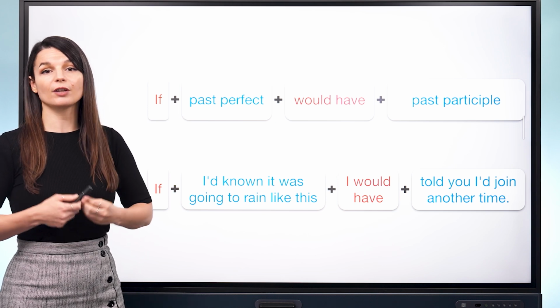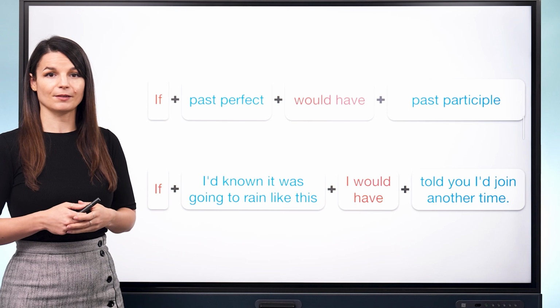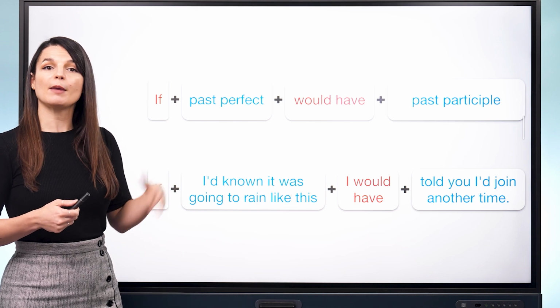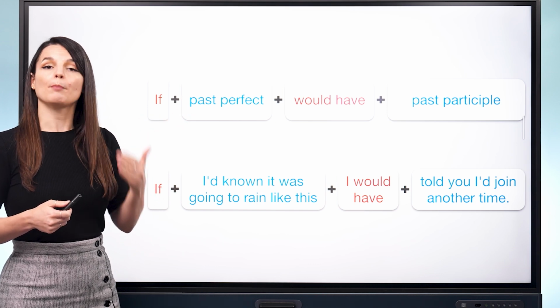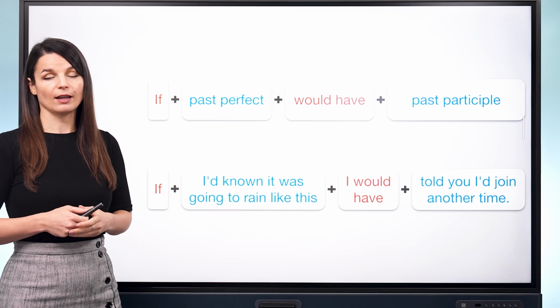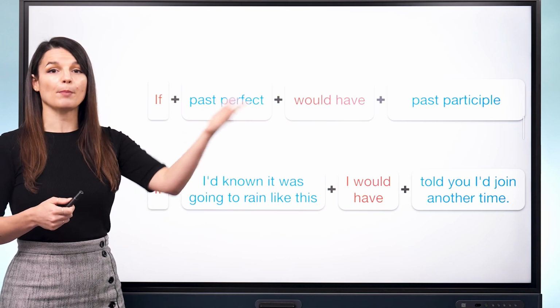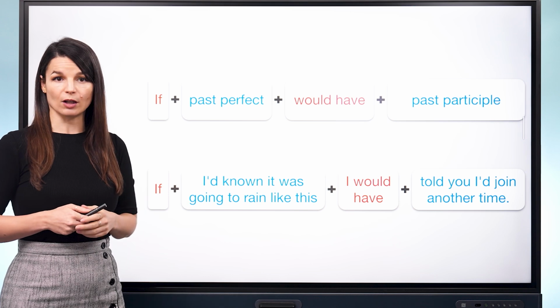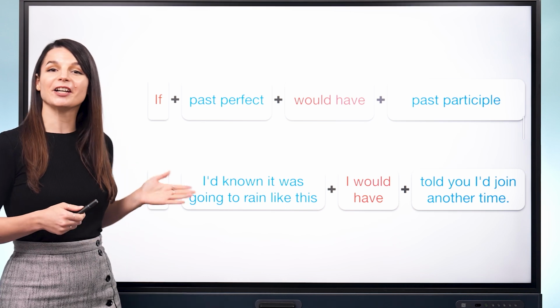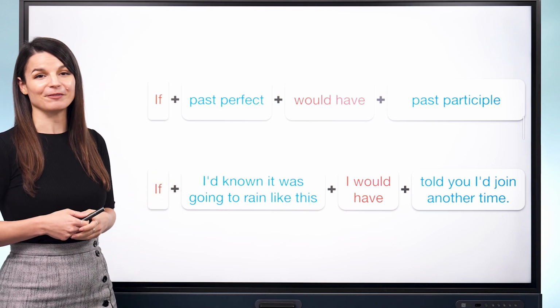We form the third conditional with two clauses. In the first clause, we make an if statement with a past perfect verb phrase and use would have with the past participle to show the result. Let's see how a line from the dialogue follows this pattern.